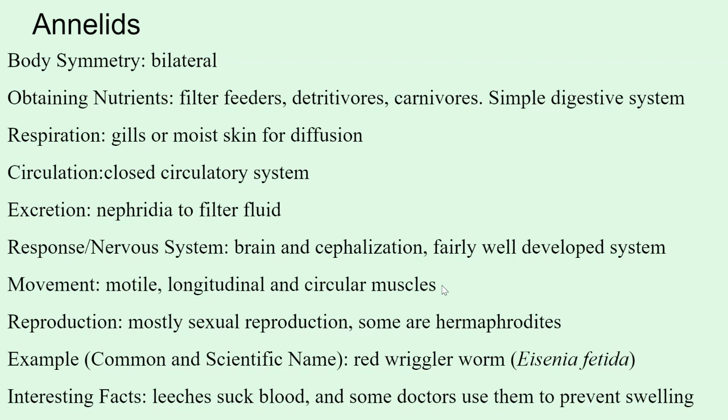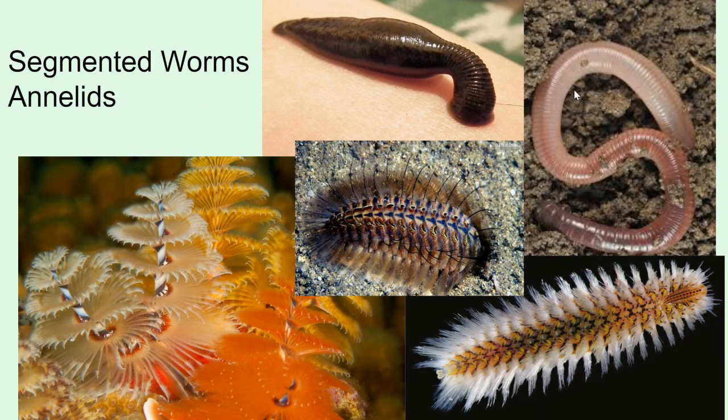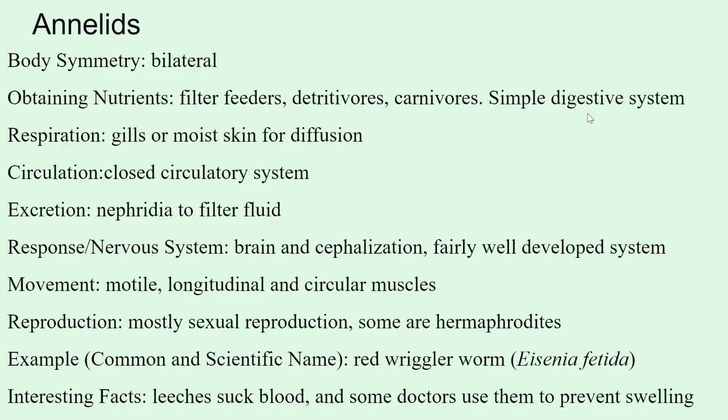Most of their reproduction is sexual, and some are hermaphrodites. So many earthworms like these are actually hermaphroditic. That means that as long as one earthworm meets up with another earthworm, they could both fertilize each other and reproduce that way. Examples of annelids are the red wriggler worm, which most people use for fishing. You can see the scientific name there.